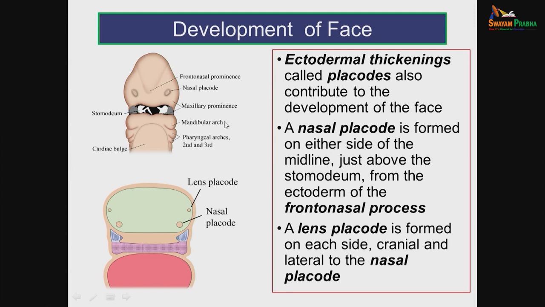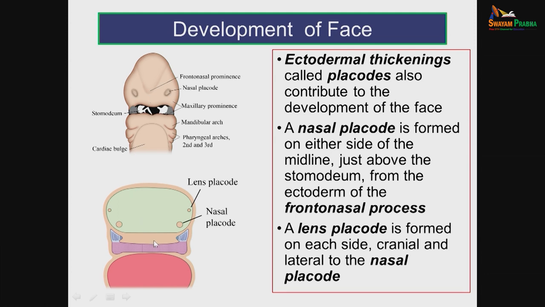We will further go into the development of face having learnt the 5 processes. At this stage, there are going to be thickenings in the ectoderm which are called placodes. Ectodermal thickenings called placodes develop, which also contribute to the development of face. First is the nasal placode. Nasal placode is formed on either side of the midline, just above the stomatodium.